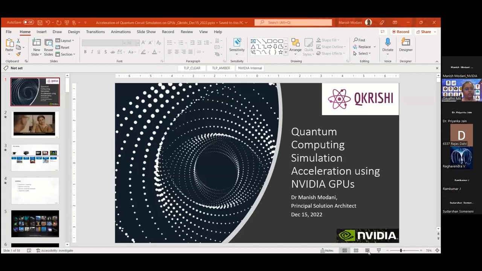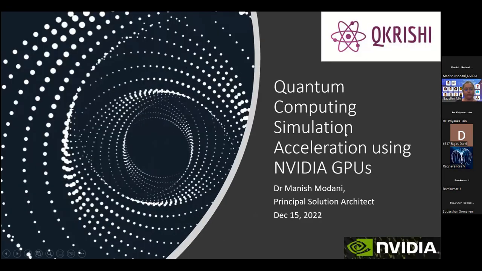In this talk, Dr. Manish will discuss the acceleration of quantum computing simulators using current A100 and B100 GPUs. The performance advantage of the commonly used quantum algorithms Shor, QFT, and Sycamore will also be demonstrated.